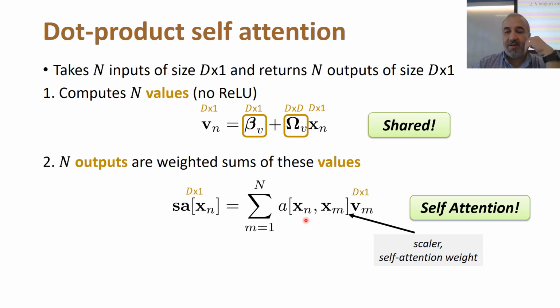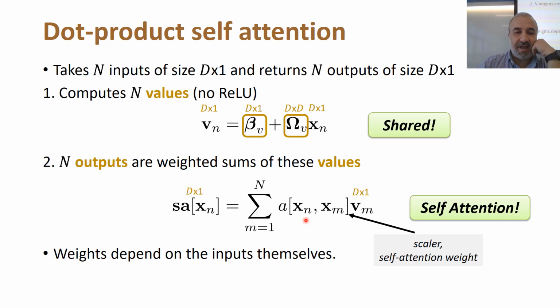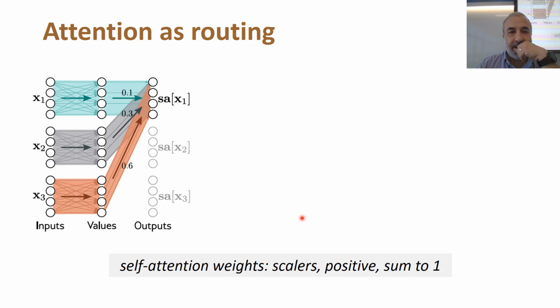Okay? Let's see this in a more visualized way. Of course, weights depend on the input themselves here. You can see that the weights here are a function of the words, pairs of words in the input. Let's visualize this.